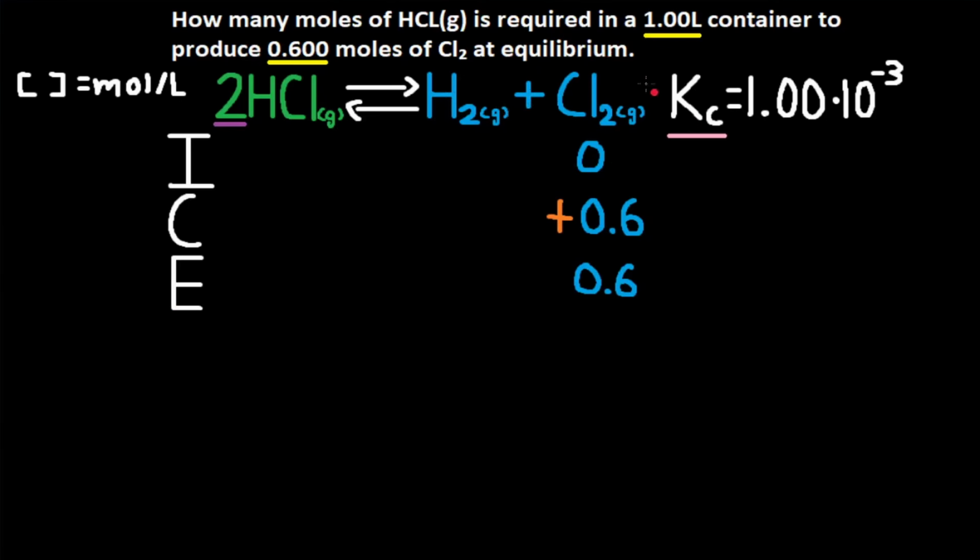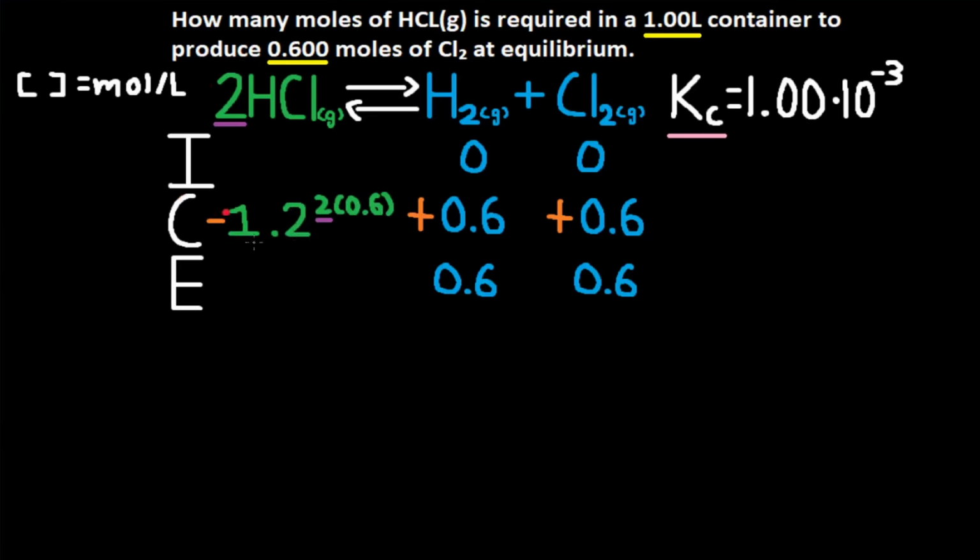H2 is on the same side as Cl2, so we're assuming that H2 needs to be produced as well. So it will have an initial of 0. The change will be positive 0.6 as well, and the equilibrium will just be 0 plus 0.6, which is 0.6. HCl is on the other side, so we have a negative change of 1.2. Since the coefficient multiplies the change, we have 2 multiplied by 0.6, so that's how we got negative 1.2.